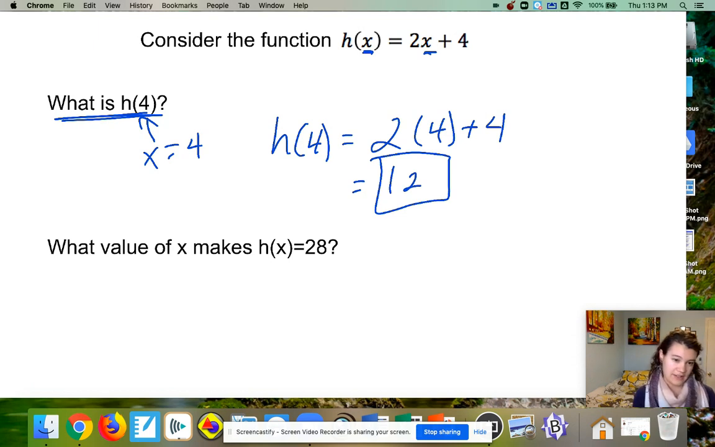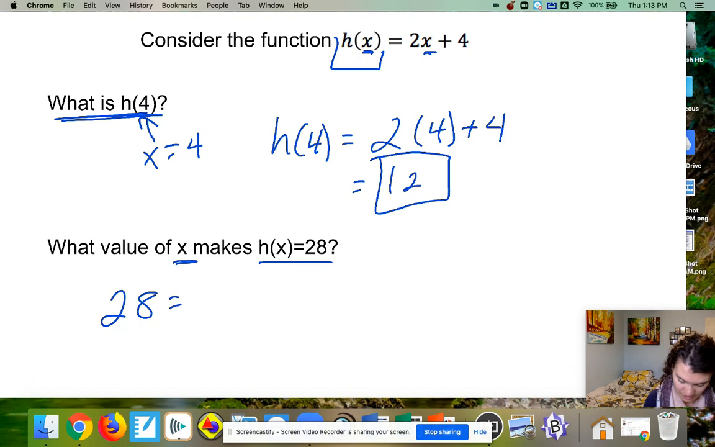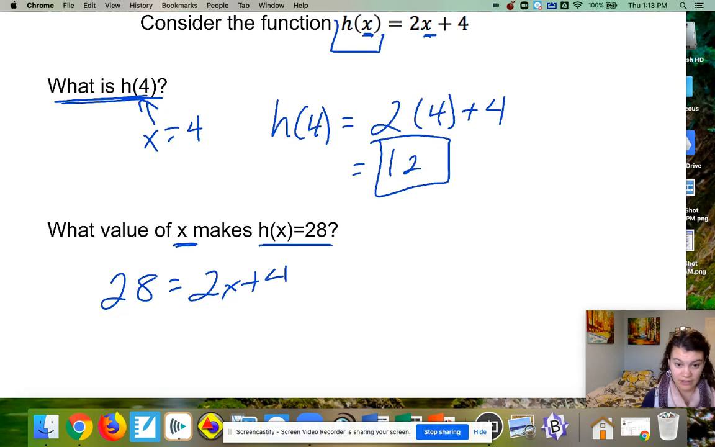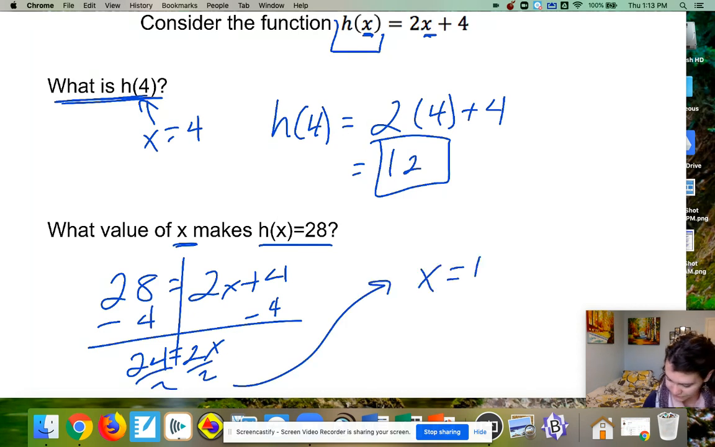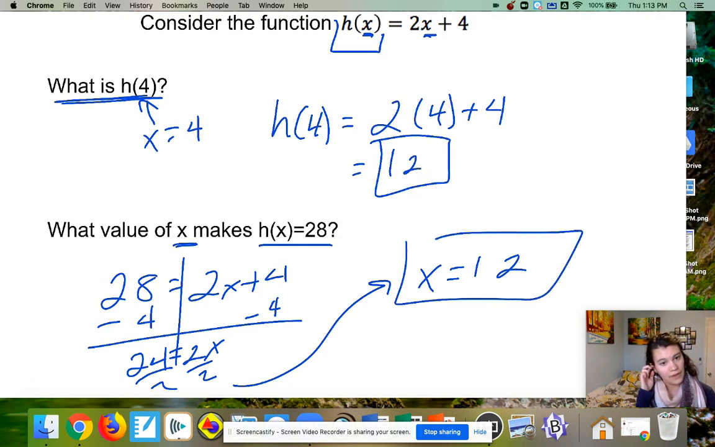Next it asks us, what value of x makes h of x 28? So we can replace this h of x right here with 28 equals 2x plus 4. Now we need to solve and figure out what makes that statement true. Subtract 4 from both sides, you'll get 24 equals 2x, divide by 2, and then x equals 12. All right.